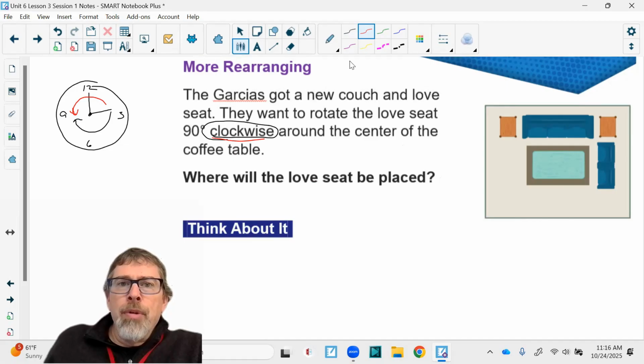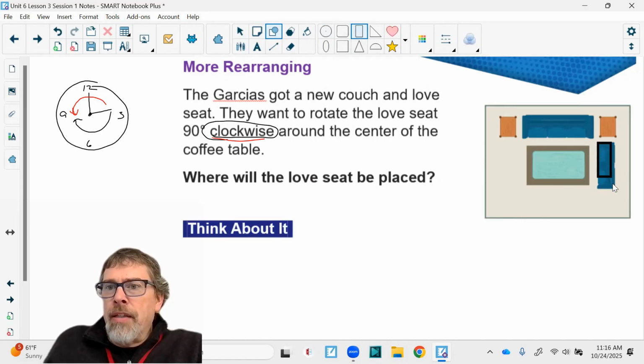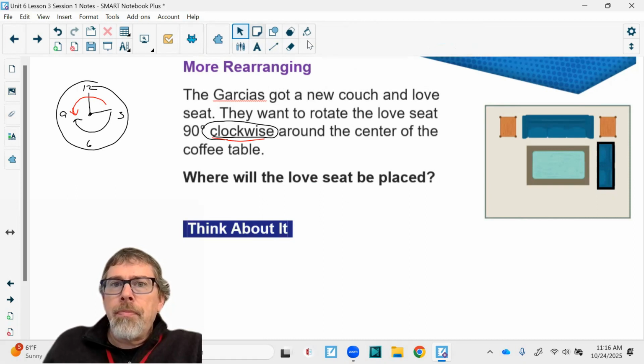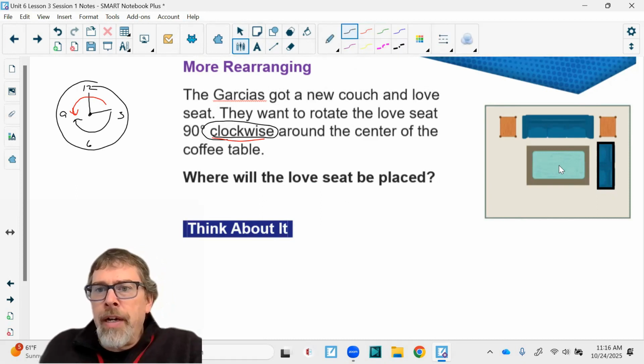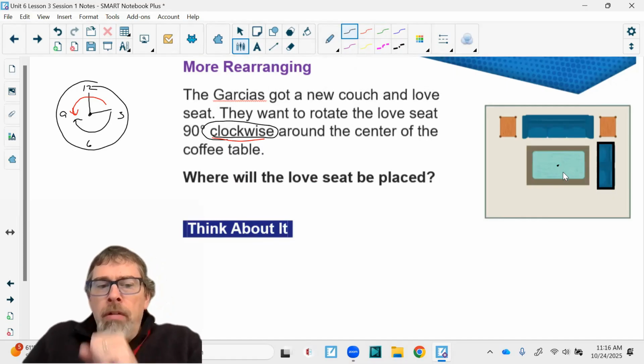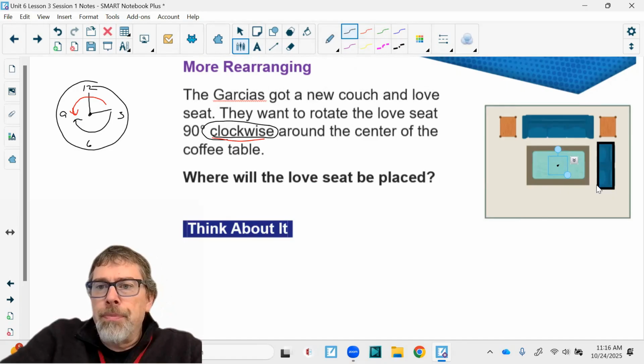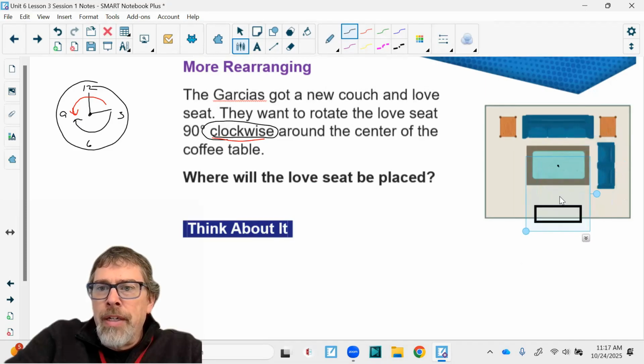So this one's clockwise, so we want to go this way. They want to rotate the love seat. So if I just get a rectangle here, that would represent the love seat like so. And I put a dot here, and I'm going to rotate these. So remember the dot is right here. When I rotate this, it doesn't allow me to rotate in place per se. But if the dot is right there and I rotate this, is that right? It is.